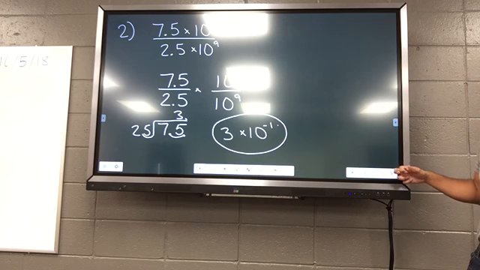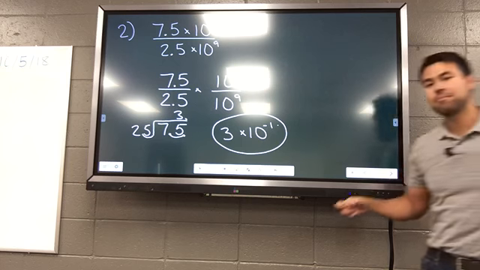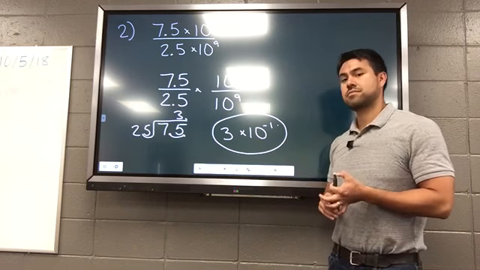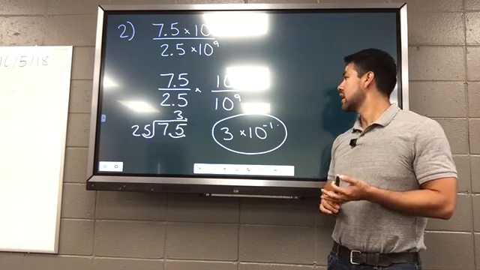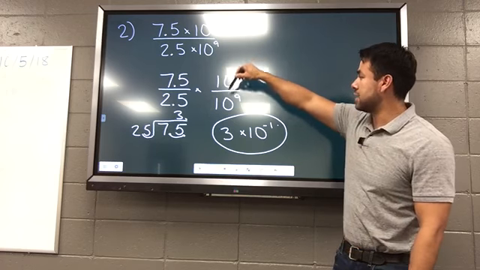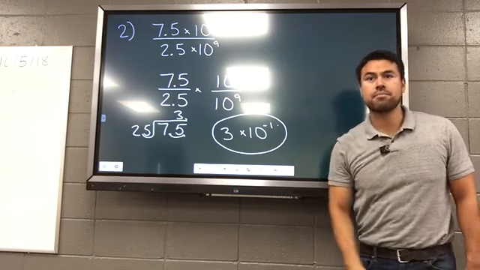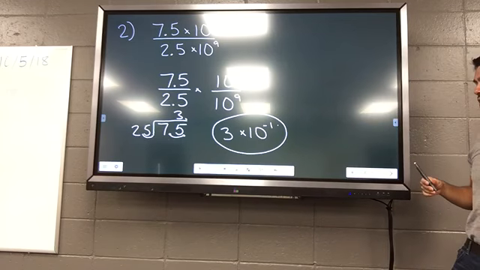How many of you guys are okay with this? Yes, ma'am? So I was confused why you subtracted 9 from 8. Yeah, because when you are dividing 2 powers of 10, you subtract the exponents. Yep. And that's the rule from 1-11, I think was the lesson.